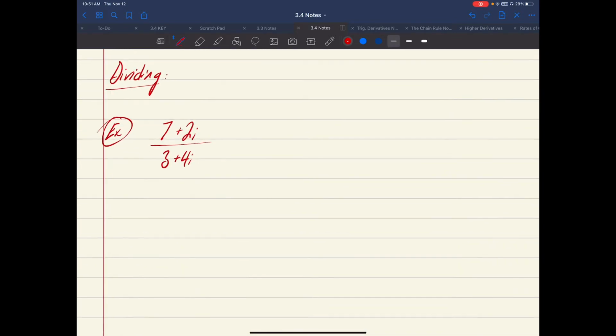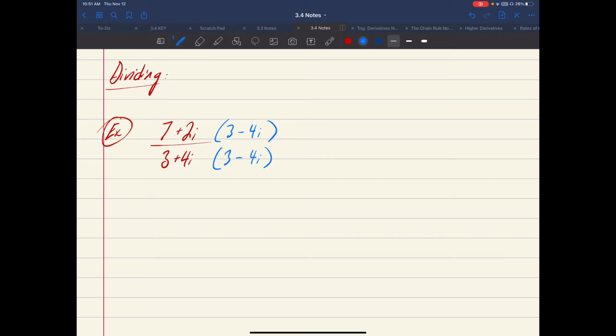Okay, so dividing these means most of the time we're just multiplying by a conjugate, which we'll talk about. So (7 + 2i) divided by (3 + 4i). What you want to do is multiply by the conjugate of the denominator. So I'll multiply by 3 - 4i, and I'll do that to the numerator as well. I know that if we use the conjugate, it's going to create a difference of squares. So that will square the i.